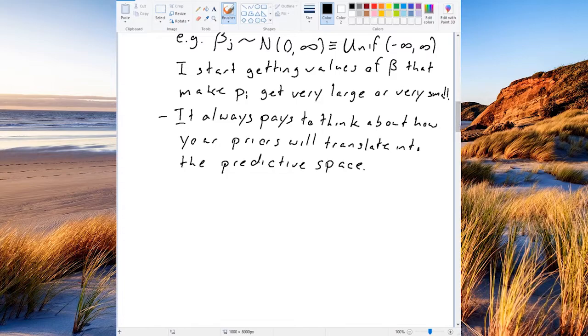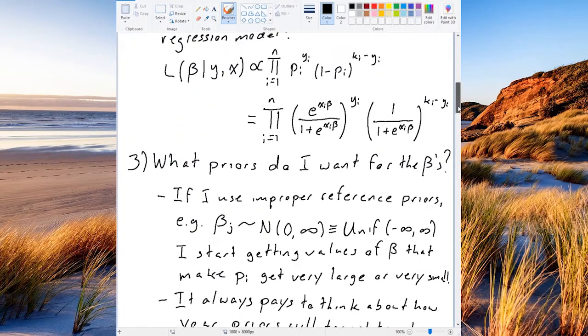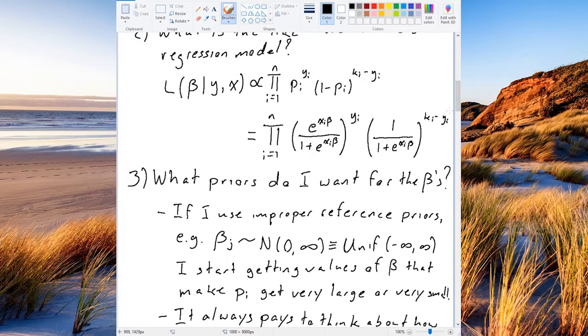So the point I always come back to on priors is it always pays to think about how our priors are going to translate into the predictive space. Here I'm going to be getting p's out of my priors. I'm going to induce a prior on pi for any prior on beta. So I'm going to have probabilities. What's going to happen in my prediction space?